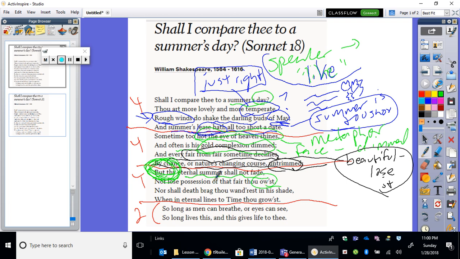In other words, that you own. That's the abbreviation, the fair that you own. But your never-ending summer shall not fade, nor lose possession of that fair, this beauty that you own. "Nor shall death brag thou wanderest in his shade." Wait a second. Nor shall death do what? Brag that you wander in his shade? Death is a concept or an idea. It doesn't talk. Oh, wait. It's personification.